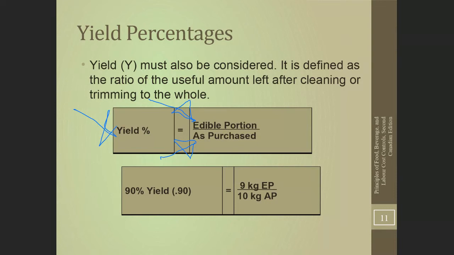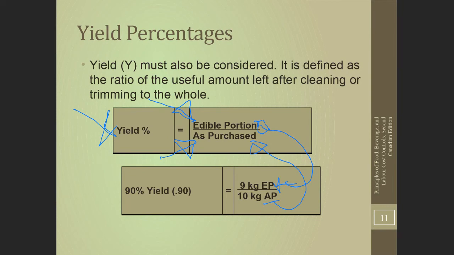Just a quick little definition here: when you see EP, EP means edible portion, and AP means as purchased. So let's say we get a really big fish in, and let's say this fish weighed 10 kilograms when it came into our restaurant. That means our fish weighed 10 kilograms as purchased.